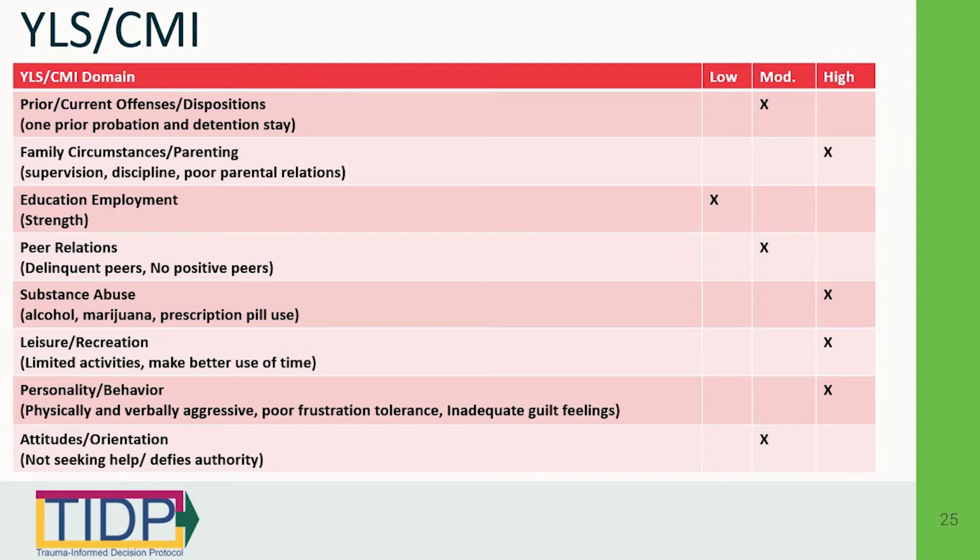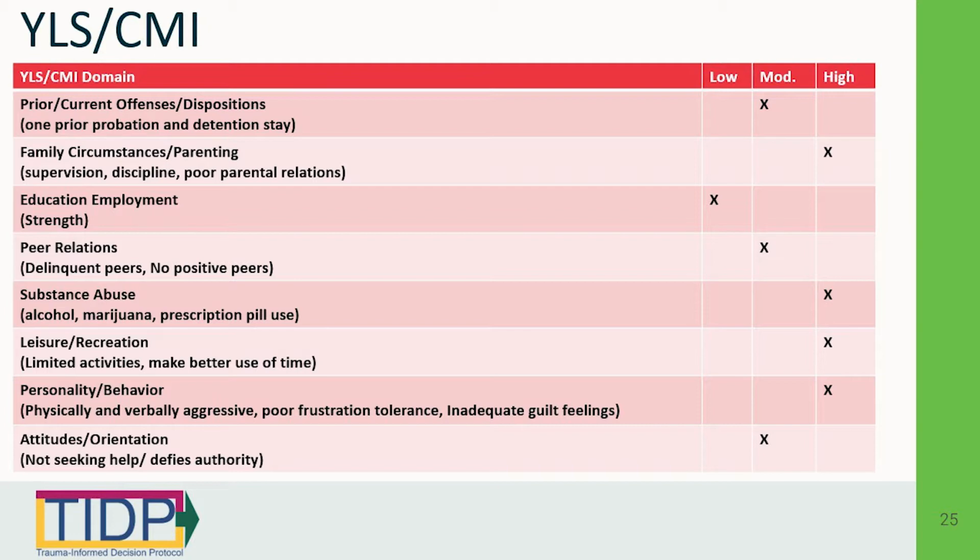Not unlike many youth who come to our attention, AJ is scoring high on the leisure recreation domain as well. He's got limited structured activities that he's engaging in at this point, and he's rated as, of course, that he could certainly make better use of his leisure and unstructured time.